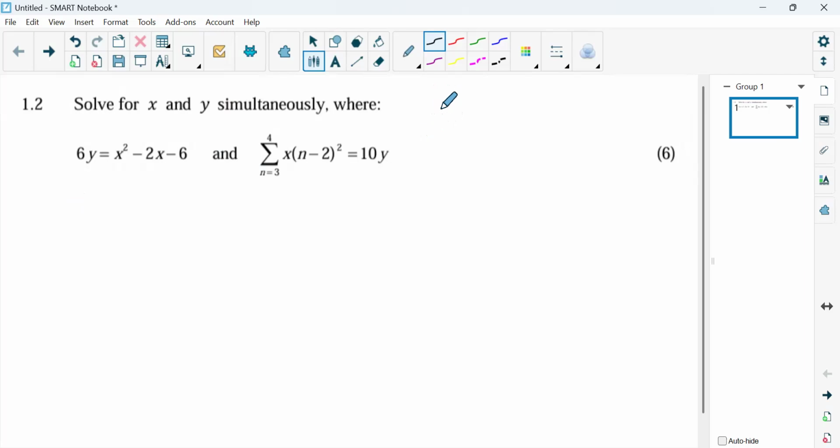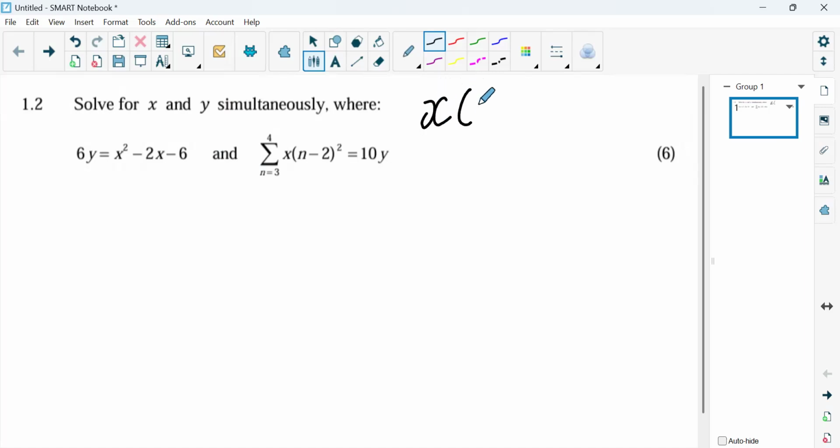Now, let's read what the sigma says. It says, what is the sum when you start when n is equal to 3, and you end when n is equal to 4, and the sum of the following is going to be equal to 10y. What is important here is to check your general term. Do we have n in our general term? We do. So everywhere we see n, we're going to substitute 3, and then we're also going to substitute 4.